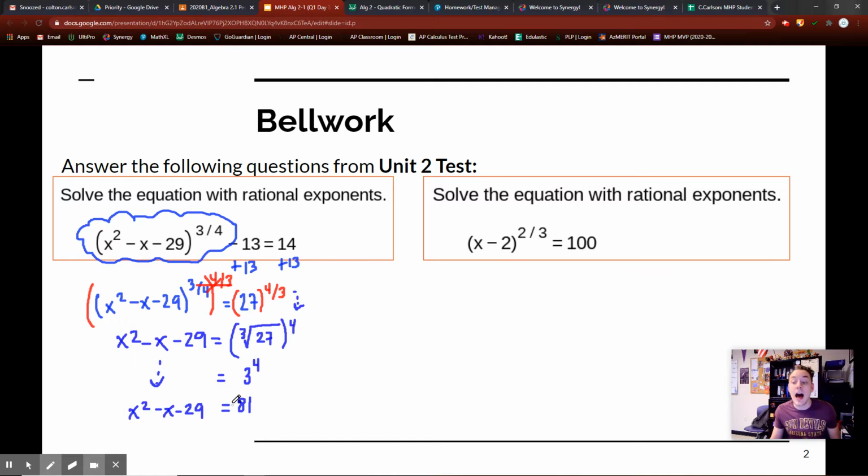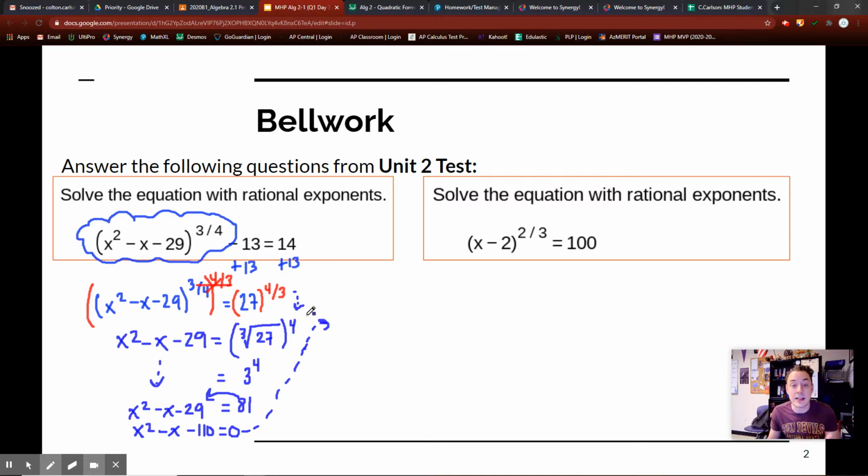Okay, now I can set it equal to 0. So what I want to do is subtract that 81 over. I have x squared minus x minus 29 minus 81, which will actually give me negative 110, and this equals 0. Now, when I get to this step, I'm going to finish the work up here.